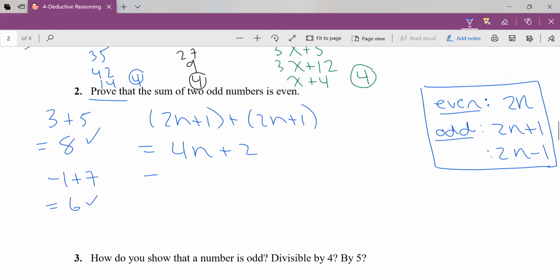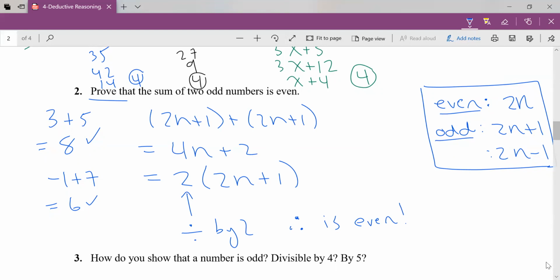Something is even if it has a factor of 2. So I'm going to factor out a 2. And what that tells me right there is that this is divisible by 2, which then tells me, therefore, this is even. Proved. Just like that.